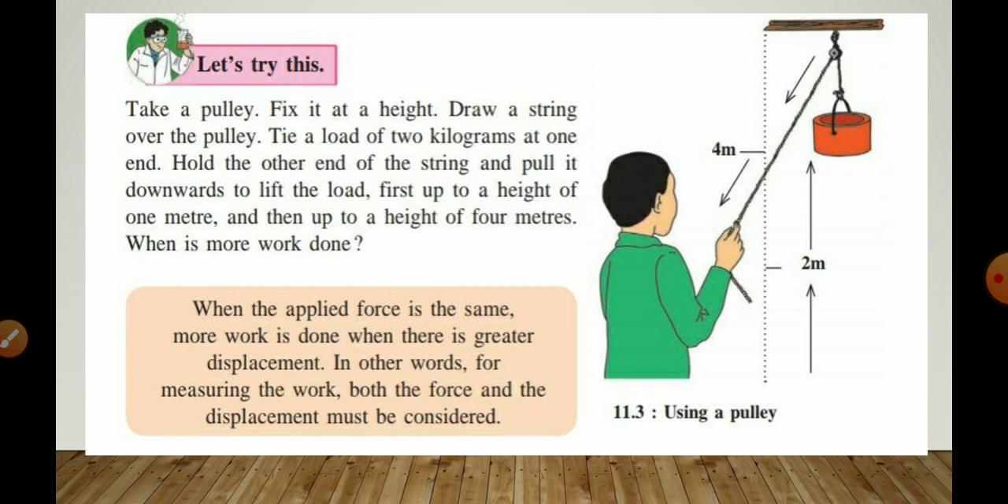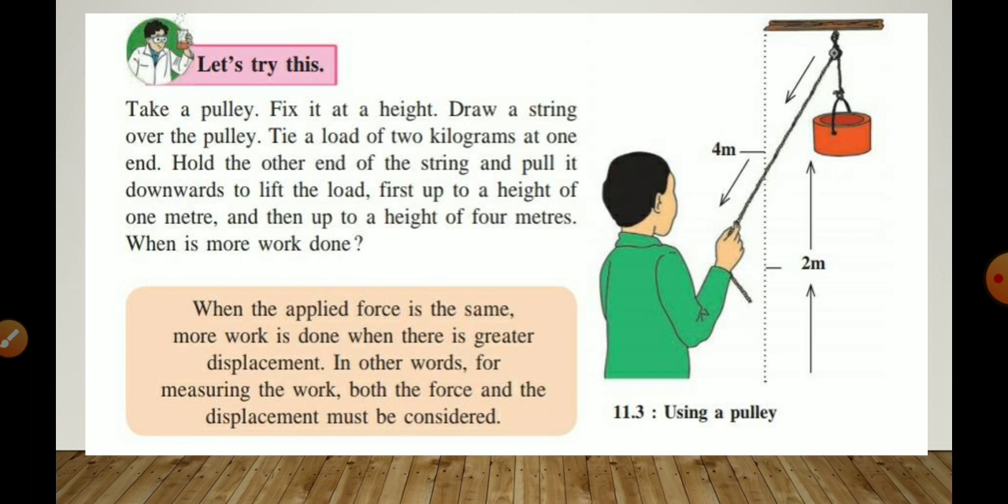Is it? And then up to the height of 4 meters. First this boy is pulling this up to 2 meters and then 4 meters. And what difference he felt there when the applied force is the same? What do you understand? What did you understand from this? From this activity, it is understood that the force required to lift a 2 kilogram weight to the height of 1 meter and the work done due to this force is lesser than the force required to lift the same weight to the height of 4 meters.